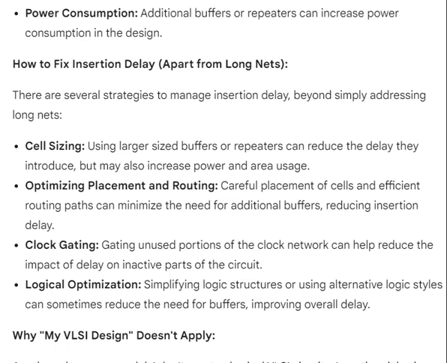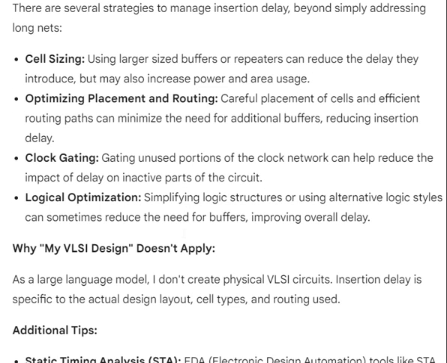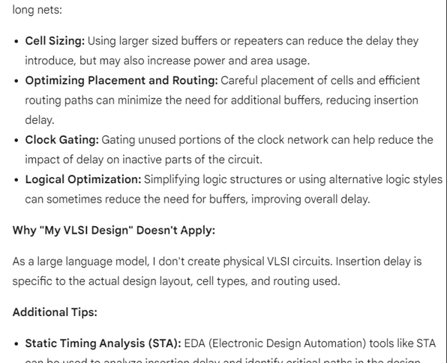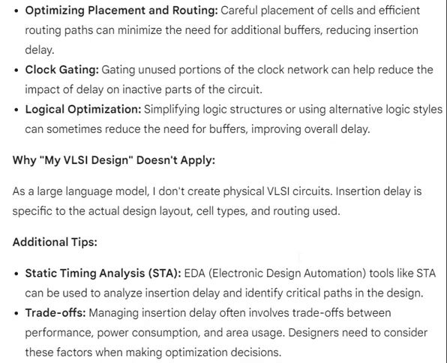There are several strategies to manage insertion delay, beyond simply addressing long nets. Cell sizing. Using larger sized buffers or repeaters can reduce the delay they introduce, but may also increase power and area usage. Optimizing placement and routing. Careful placement of cells and efficient routing paths can minimize the need for additional buffers, reducing insertion delay. Clock gating. Gating unused portions of the clock network can help reduce the impact of delay on inactive parts of the circuit. Logical optimization. Simplifying logic structures or using alternative logic styles can sometimes reduce the need for buffers, improving overall delay.